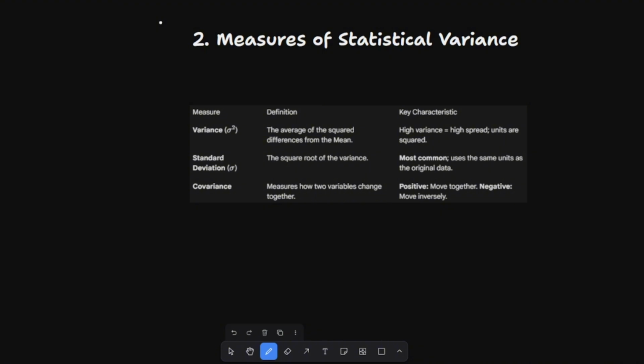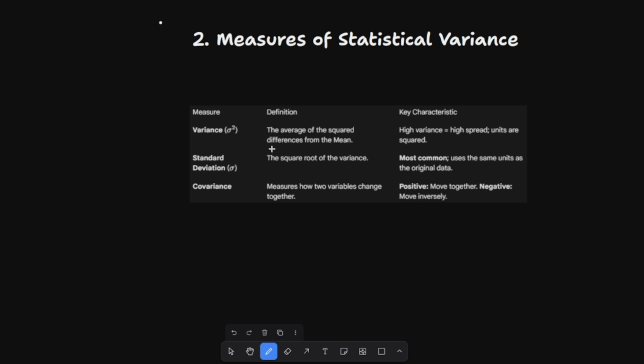Alright, now let's talk about measures of statistical variance. These metrics really describe how clustered or spread out the data is relative to your mean. And let's first discuss each measure and definition. So for variance, this is the average of the squared differences from the mean. So you don't need to know more than just the definition, but make sure you keep this in mind on the test because it may specifically ask for the definition.